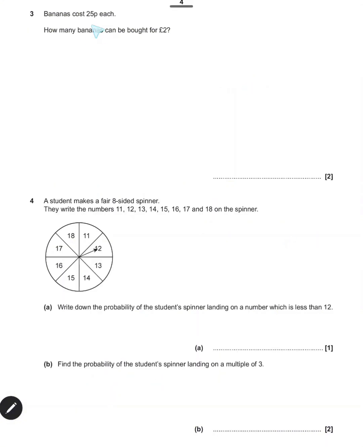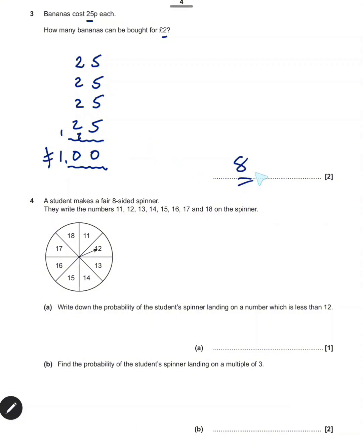Question 3, bananas are 25p each, and we want to know how many we can get for £2. I'm just going to start counting up in 25s and see what I get. Let's start with 4 25s, 5, 10, 15, 20, and then 2, 4, 6, 8, 10. So 1, 2, 3, 4 bananas cost me £1. I think I'll get 8 bananas for £2.